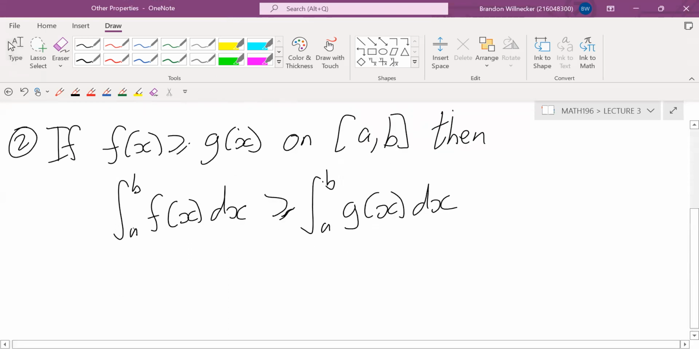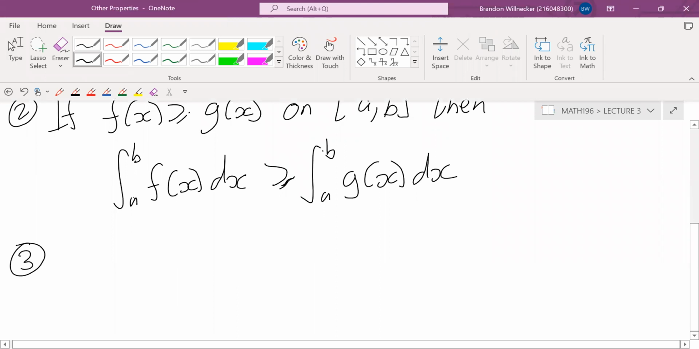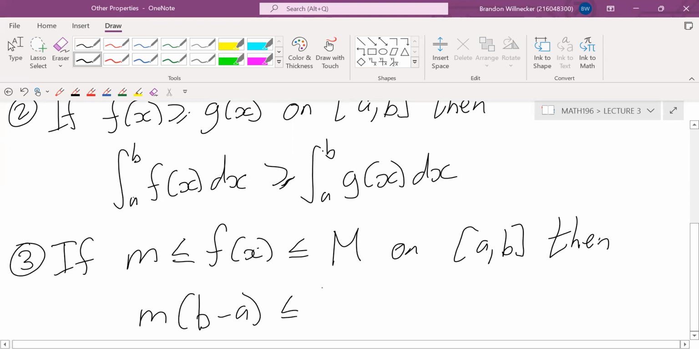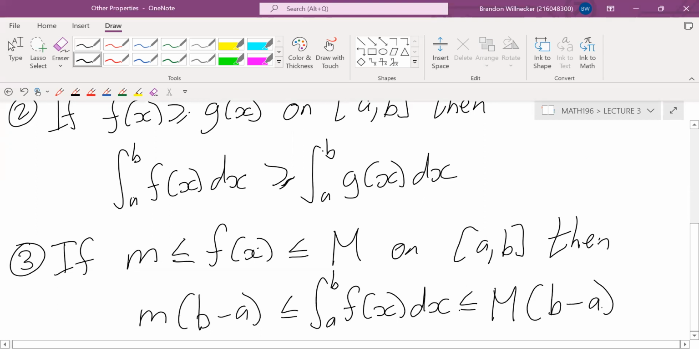Okay, and then property number 3. If little m, which is a constant, is less than or equal to f of x, which is less than or equal to capital M on AB, then m times b minus a is less than or equal to the integral from a to b f of x dx, which is less than or equal to capital M times b minus a.